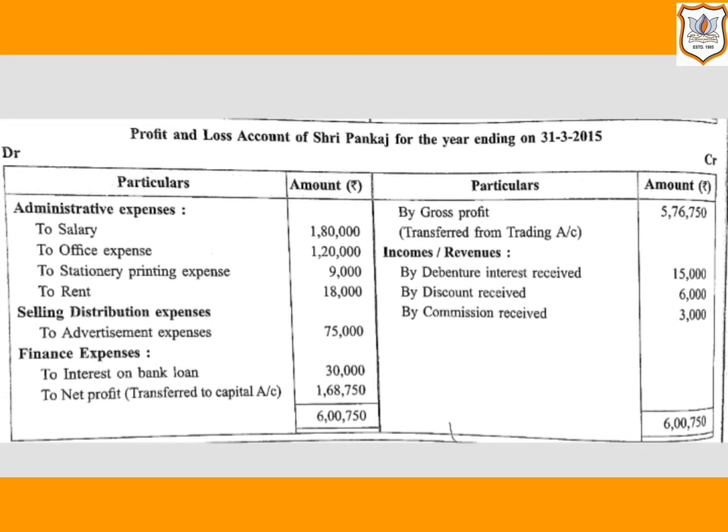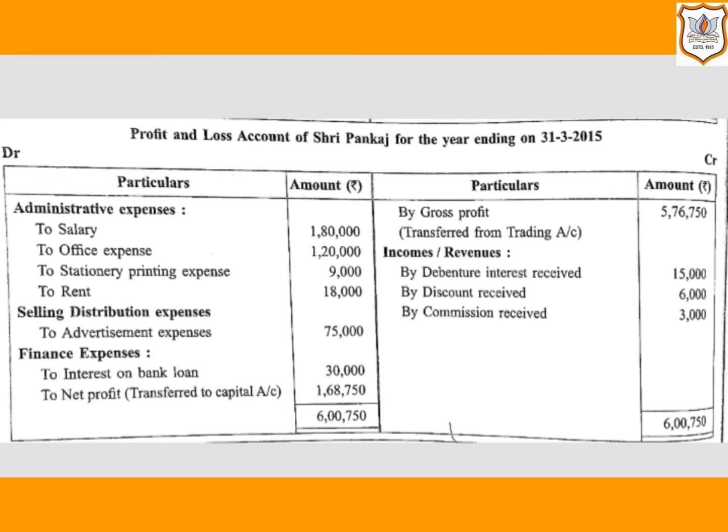Then we have advertisement expense. Advertisement expense is an indirect expense, so we will show it in the debit side of the profit and loss account, and we will show it under the heading selling and distribution expenses, because it is an expense related to sales. We make advertisement expense to increase the sale, so it will be categorized under the heading selling and distribution expense.